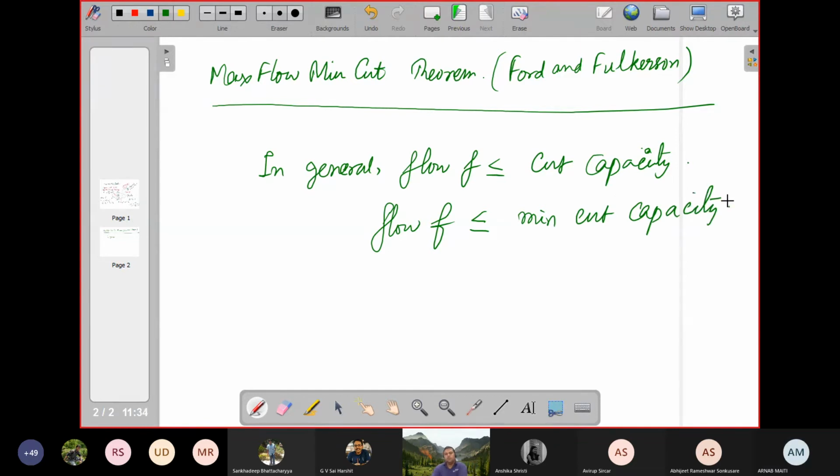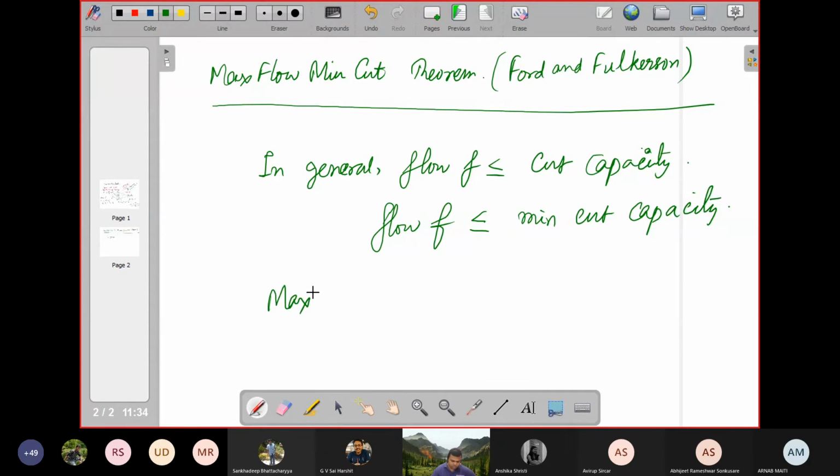Yes, sir. Whatever may be the flow, F should be less than or equal to the minimum cut capacity. Because if you have many cuts and their cut capacities are different, they are all separating the graph into two portions, right? So you cannot have a case where the flow will exceed the cut capacity of a cut. So instead of considering all cuts, we just focus on the min cut. Then it is very logical to conclude that the maximum flow through this min cut would be the maximum flow for the network.